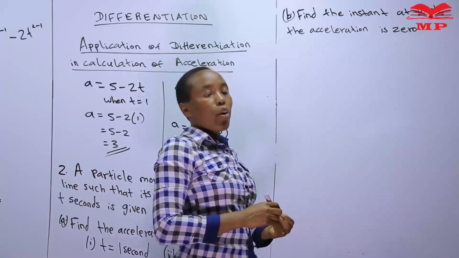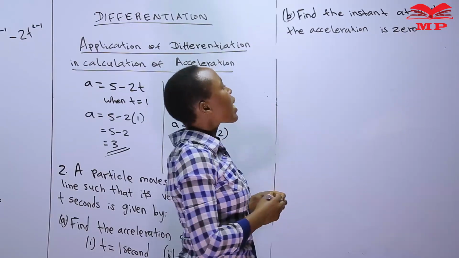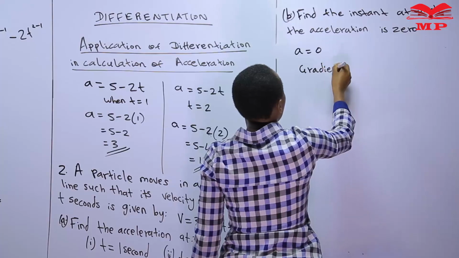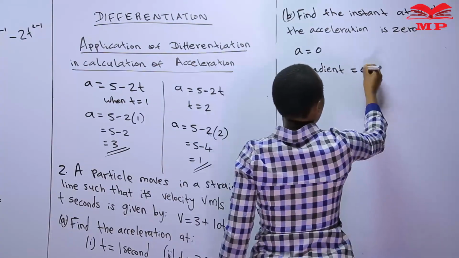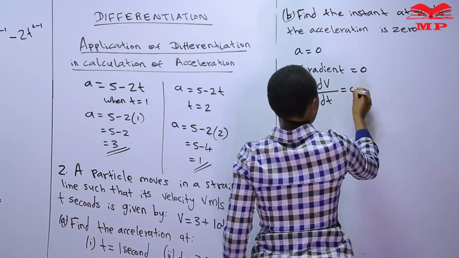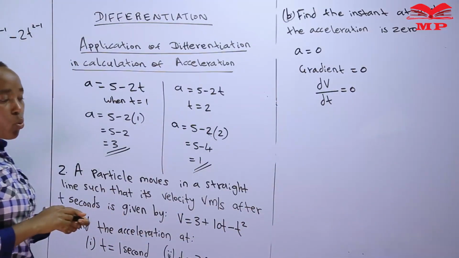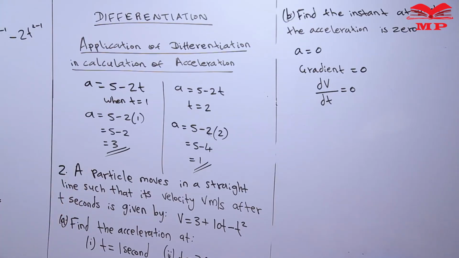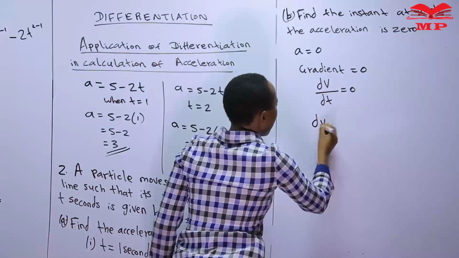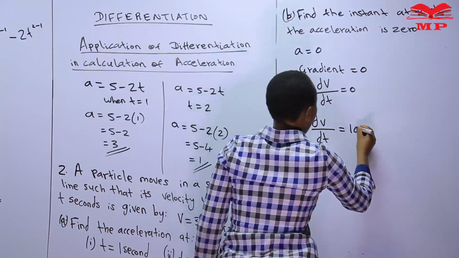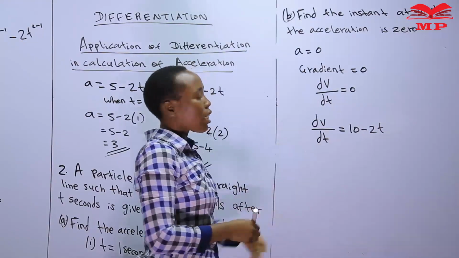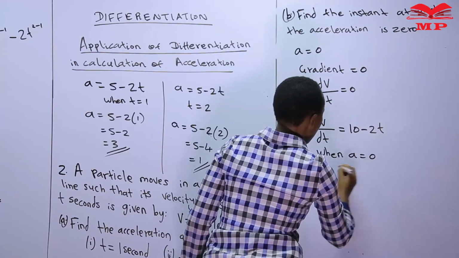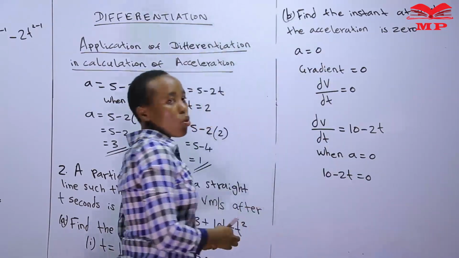Now we need to note very well that when the acceleration is 0, it means that the gradient is 0. When acceleration is 0, it means that the gradient for the velocity time graph is 0. The gradient is 0, and the gradient dv all over dt is equal to 0. So we need to get the dv dt, we equate to 0 so that we can get the instant, the time at which the acceleration is 0. So we have the dv dt, which is 10 minus 2t. So our acceleration is 0 when the gradient function is 0. So when a is equal to 0, we have 10 minus 2t equal to 0. So we find the value of t.